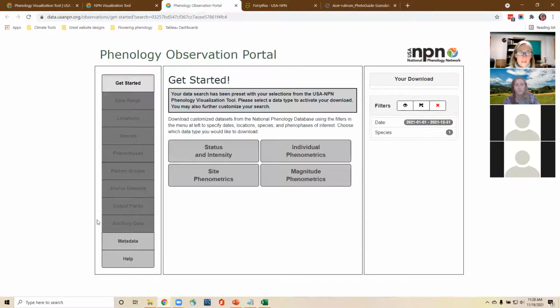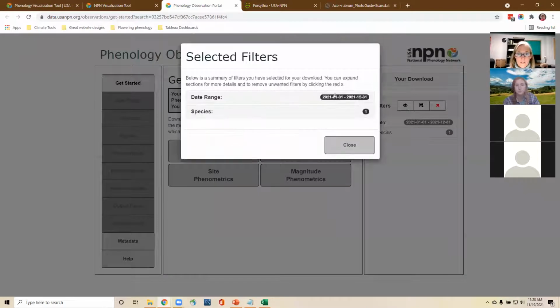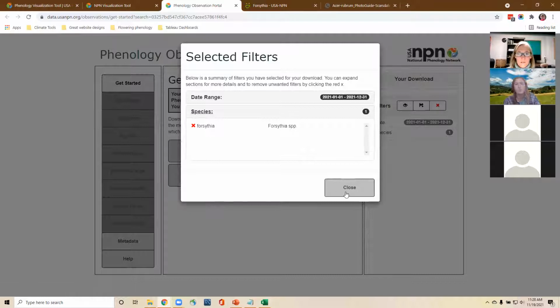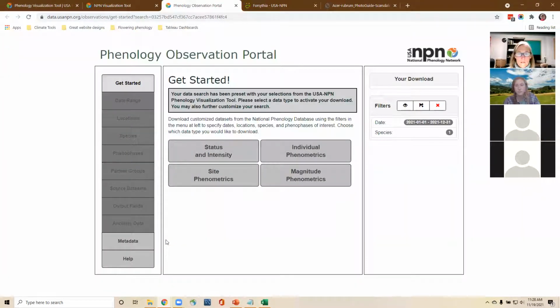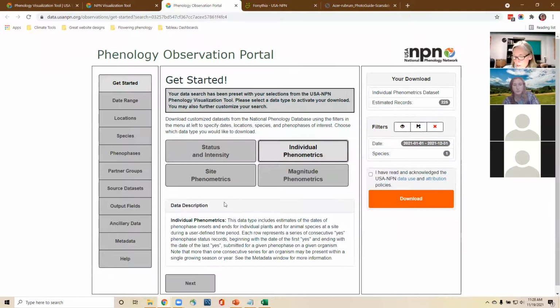It'll tell you, if you go to the little eyeball, what you've selected. I have on here that I was looking at 2021 and Forsythia. If you wanted more species, you can do that after you get in here, or you can go directly in from the website and start from the beginning without any filters. These are all different data types, but they have descriptions here. They're summarized in different forms. So you're welcome to check out that page to get more information about the data types.